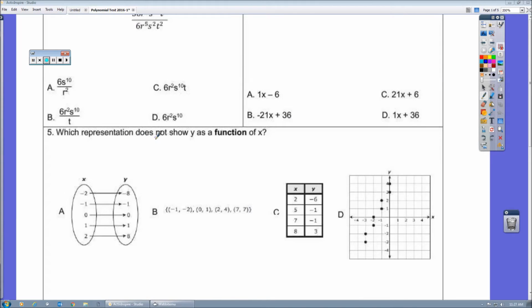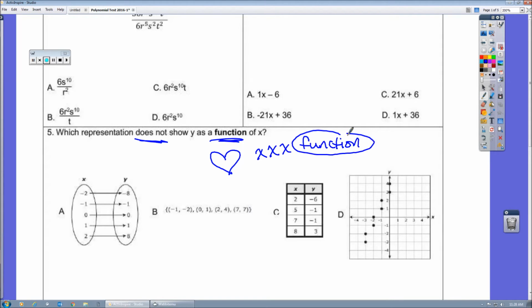Which representation, number 5, does not show a function? Remember the love advice that I gave you here? You do not want to repeat dating your x's. If you repeat the x value, the same x person, then that is not a function. So think of it using my dating advice. If you date your x more than once, your life will not function.